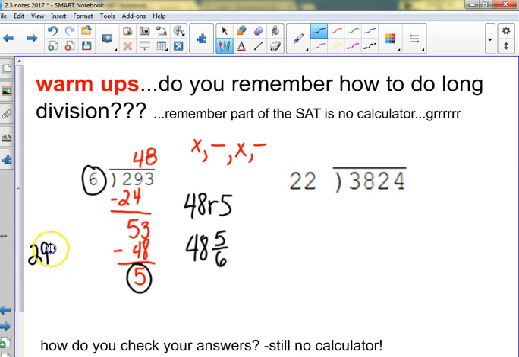Remember, guys, if we wrote it like this, it went in 48 times with 5 left over, so that leftover is 5/6. Does that help you see that? Because when we do polynomial functions, we're going to want to write fractions, we're going to want to write it this way. To check the problem, does anybody remember? You would do 48 times 6 plus 5, and it should get back to 293. Everybody okay?